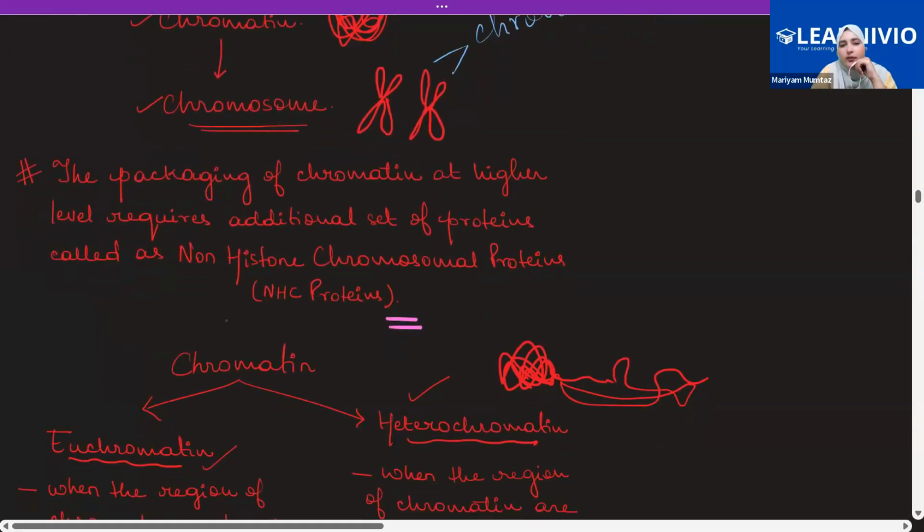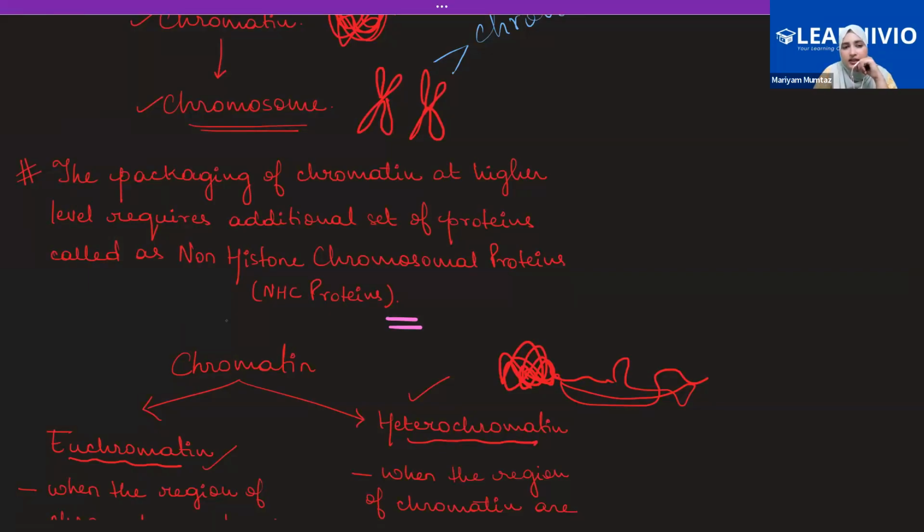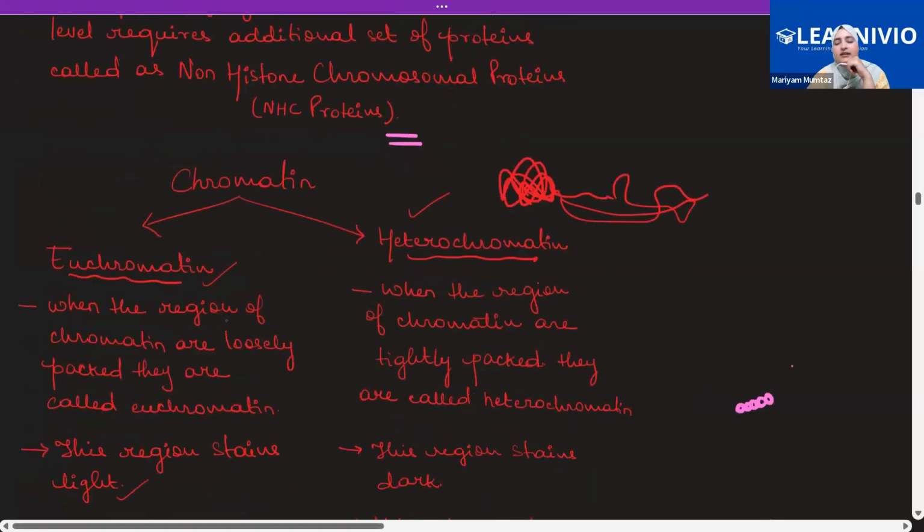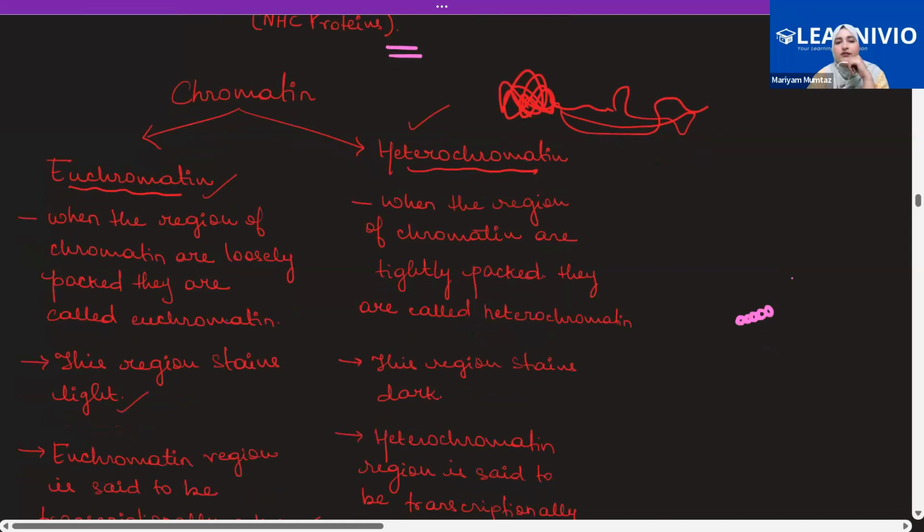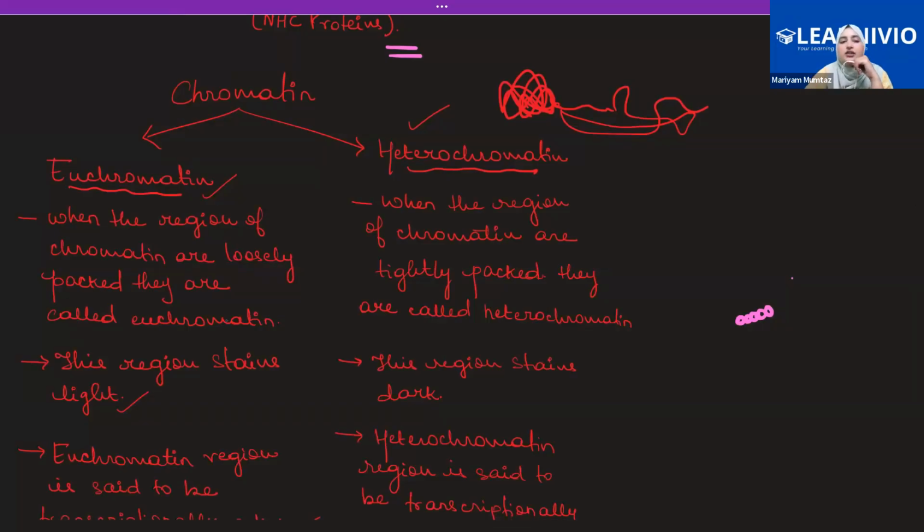So the packaging of chromatin at higher level requires an additional set of proteins, which we call non-histone chromosomal proteins. Now this is for higher level packaging. For now, we have studied the basic kind of packaging of DNA. Clear? Yes, ma'am. Now the chromatin is of two types, depending upon how it is present, how it stains. So the chromatin is euchromatin and heterochromatin.